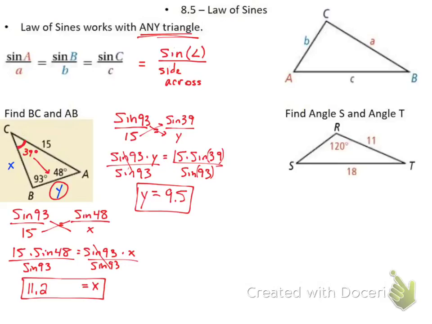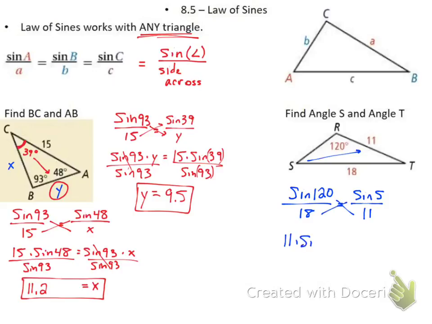I can do the same thing to find an angle like we'll do in this next problem over here. And so again, I still want to write my proportion with the two numbers. So on one side I have to have two numbers for this one. I can have 120 and 18. So I can go sine of 120 over top of 18 is equal to, and then again, if I want to figure out what s is across from 11, I can go sine of s over top of 11.